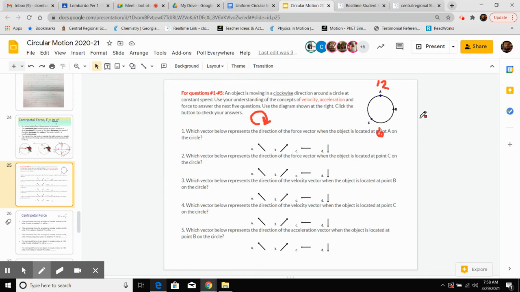The word centripetal means what? Center seeking. So if we're at point A, what direction should the force be going? D, good. What is the force vector at C? What should C be? Good. What is the direction of the velocity vector at point B?